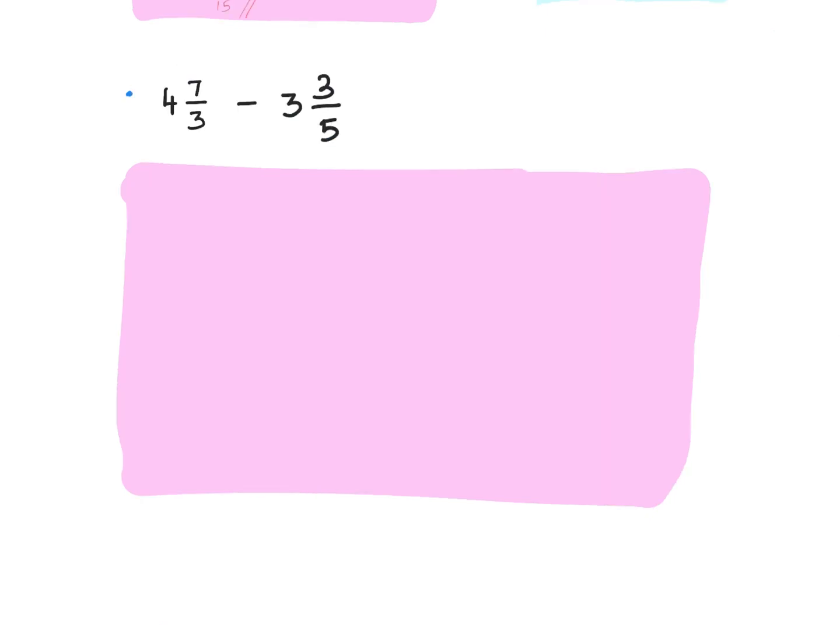The next problem is 4 of 7 by 3 minus 3 of 3 by 5. What is this? A mixed fraction. In the previous video you solved addition using mixed fractions. Now we have to solve this problem the same way, only we have to do subtraction. 4 of 7 by 3 minus 3 of 3 by 5. Now 3 into 4 is 12 plus 7, 19 by 3, minus 5 3s are 15 plus 3, 18 by 5.